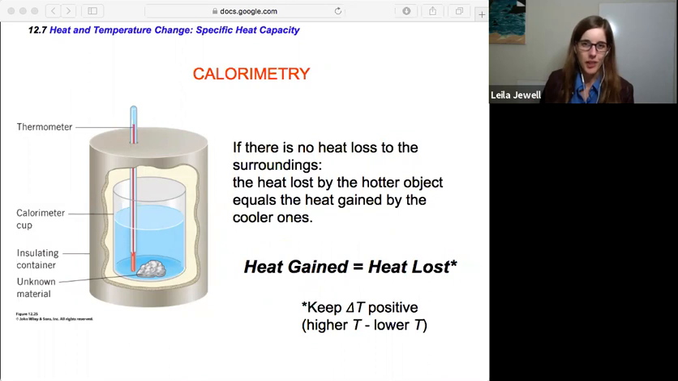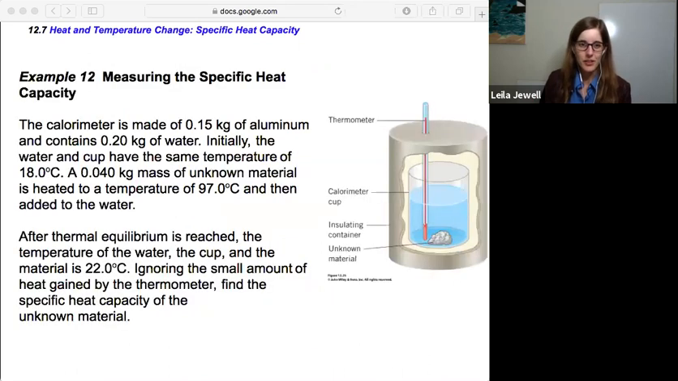Let's check out an example of calorimetry. So example 12, measuring the specific heat capacity. A calorimeter is made of 0.15 kilograms of aluminum, that's just the cup, and contains 0.20 kilograms of water. Initially, the water in the cup had the same temperature of 18 degrees Celsius. A 0.04 kilogram mass of unknown material is heated to a temperature of 97 degrees Celsius and then added to the water. After thermal equilibrium is reached, the temperature of the water, the cup, and the material is 22 degrees Celsius.